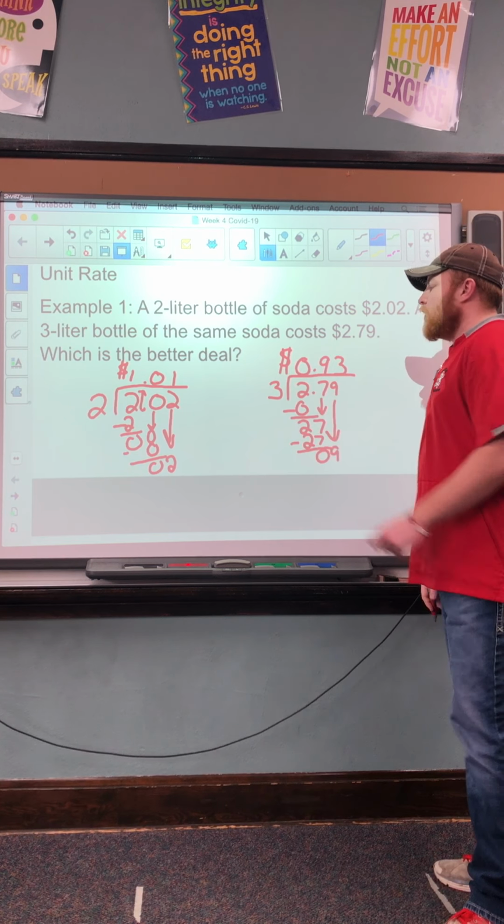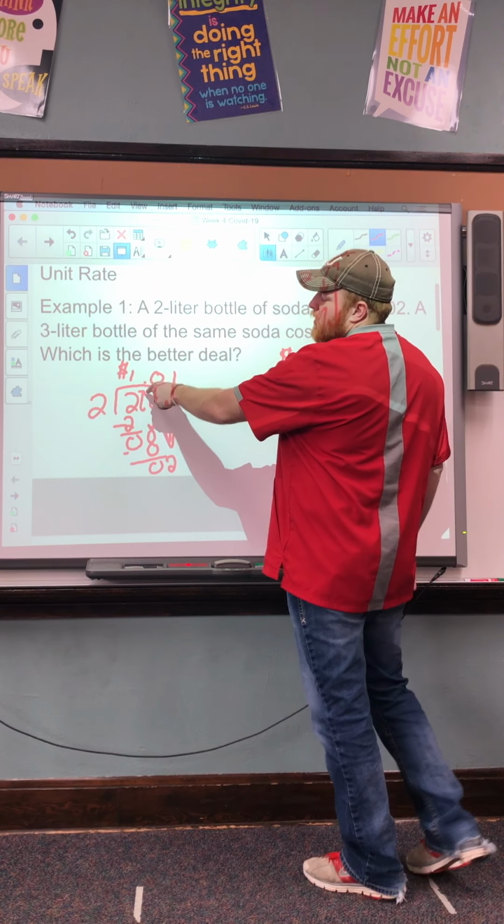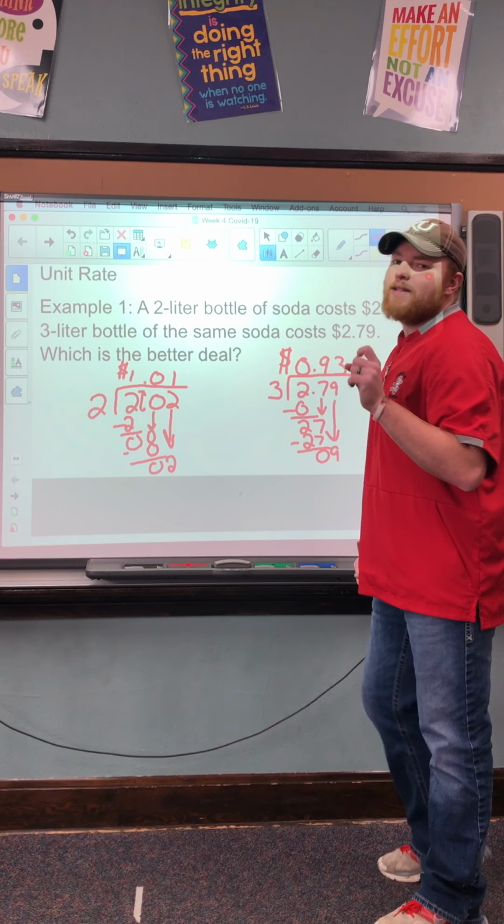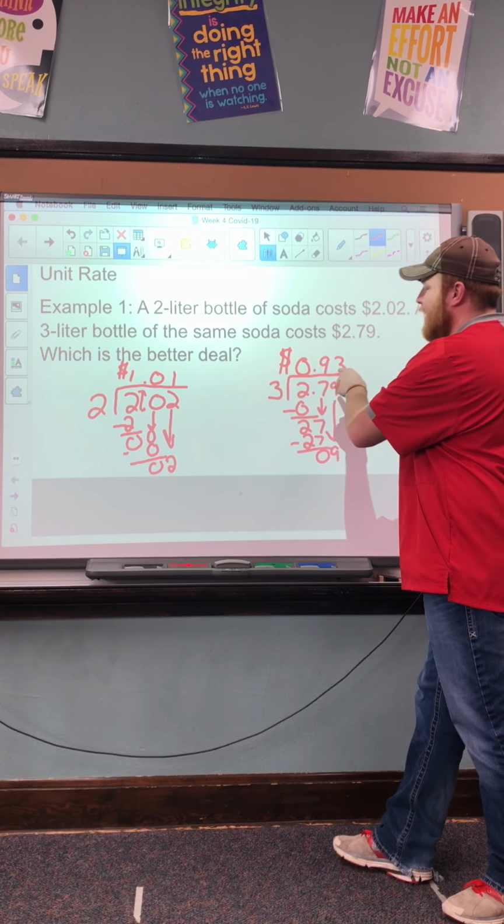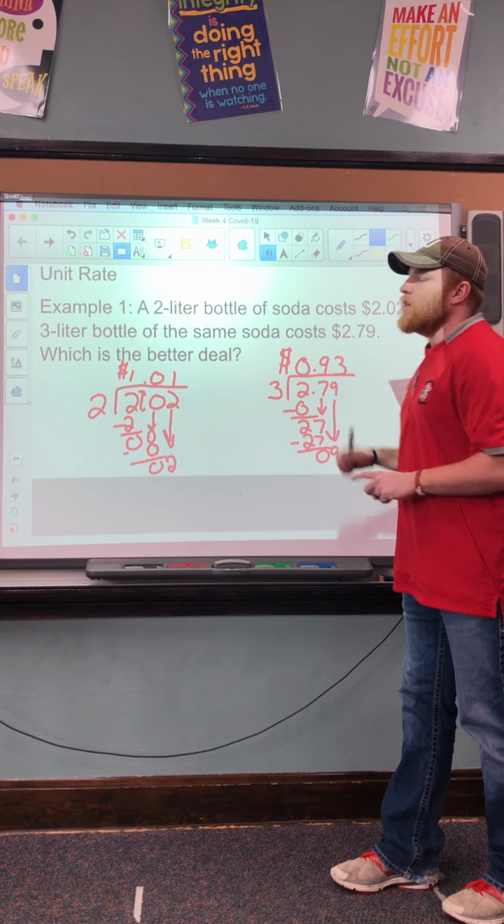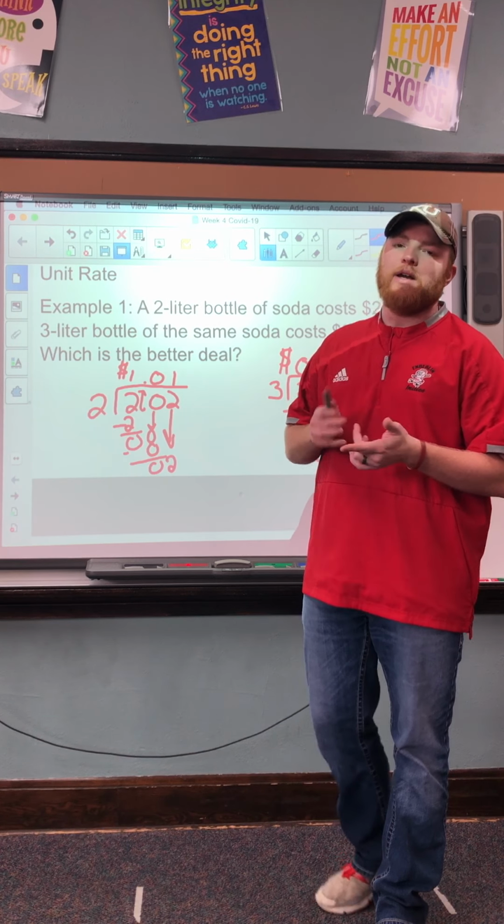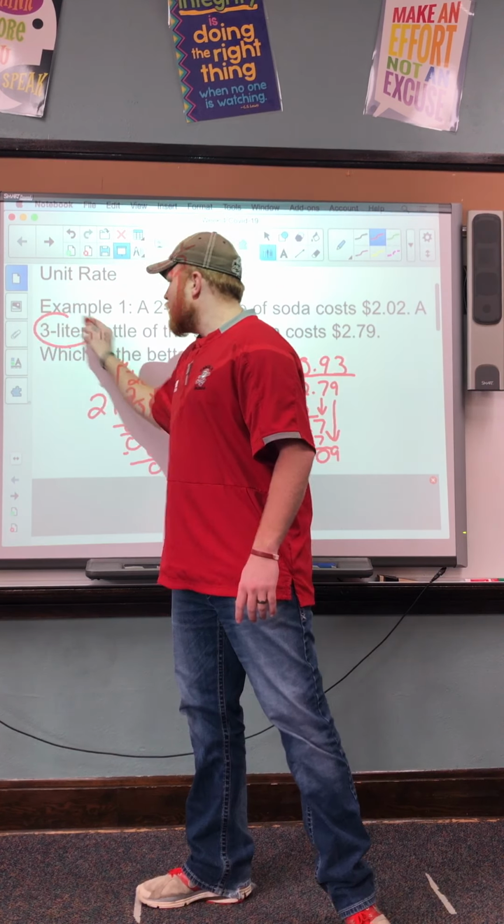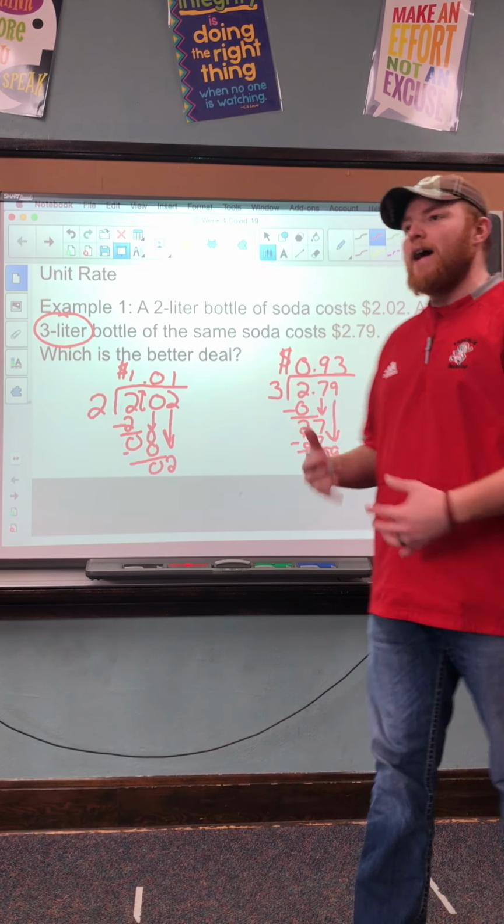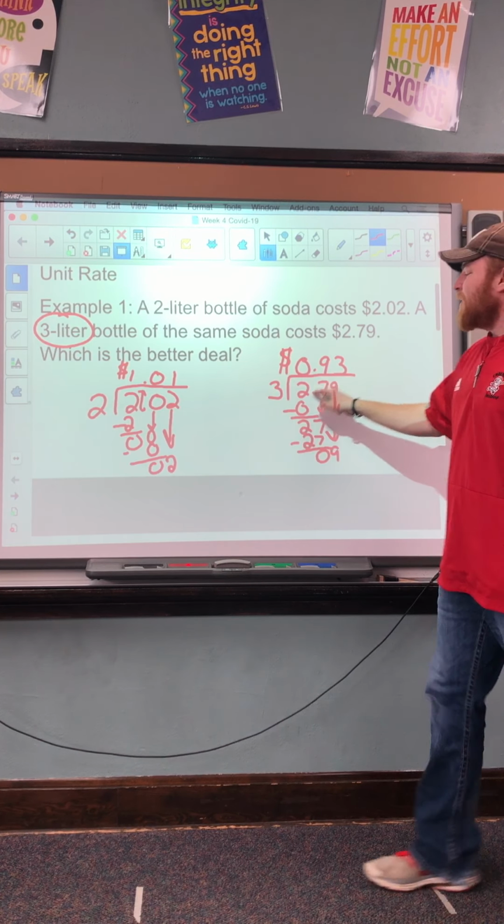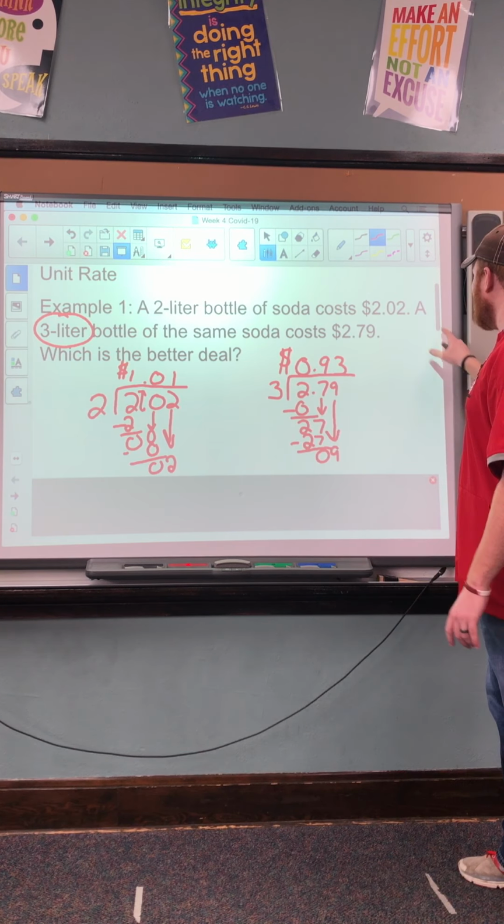Okay, so the 2-liter bottle of pop is $1.01 per liter, and the 3-liter bottle of pop is 93 cents per liter. So which one's the better deal? The 3-liter bottle of pop. Okay, so that would be your answer. Again, it is money divided by the unit of measurement that you have.